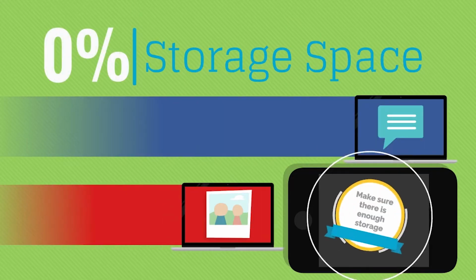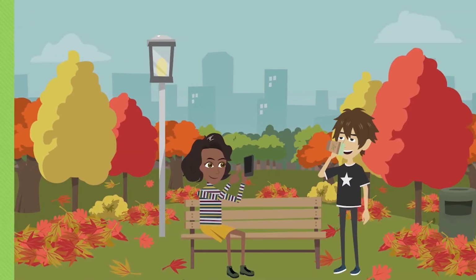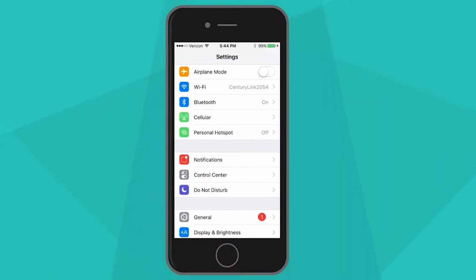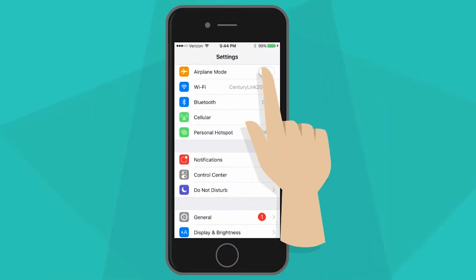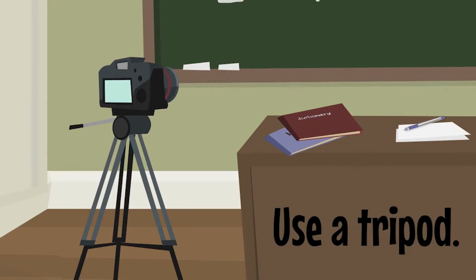It's important to make sure your phone has enough storage space before you start filming. It would be a bummer if you ran out of space before you finished. Make sure you find a quiet place to film so background noise isn't distracting, as it could take away from the focus of your video. Turn off the notification function by switching on airplane mode so recording is not interrupted and does not accidentally stop. If you can, use a tripod to ensure stability of the camera.